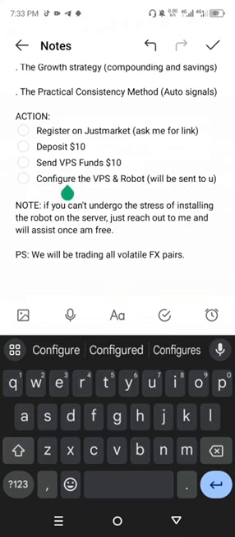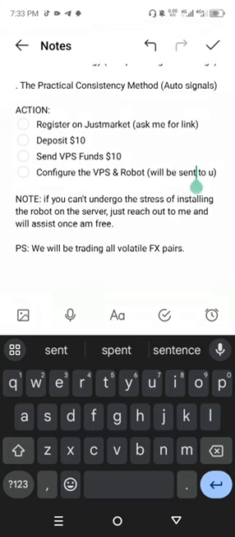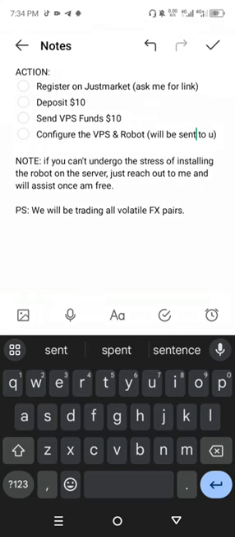If you have done step 1 and step 2, you will be added to the group, and then you do step 3, and then I send you the robot to your email, as well as the login for the VPS you have paid for in step 3. Now, just a quick note here. If you cannot undergo the stress of installing the robot on the server, just reach out to me and I will assist once I am free. Okay, there's no big deal on that.